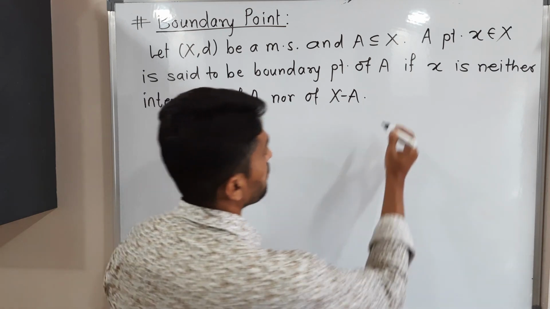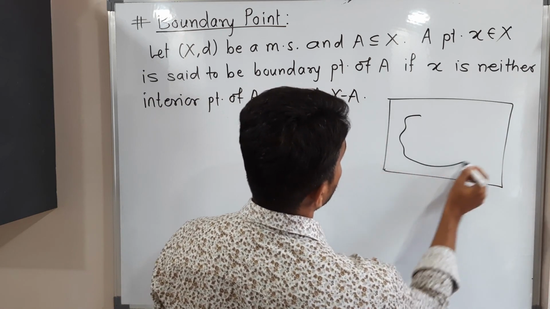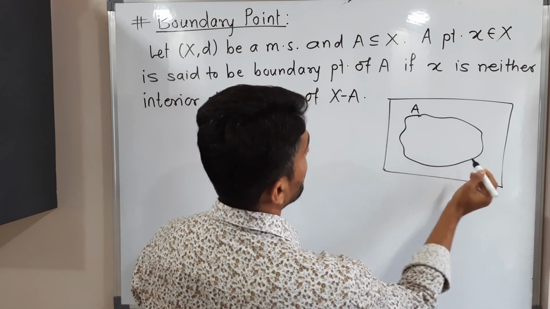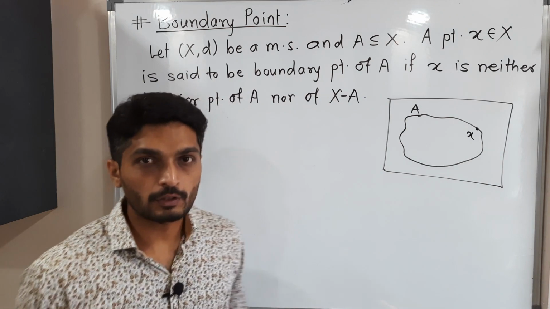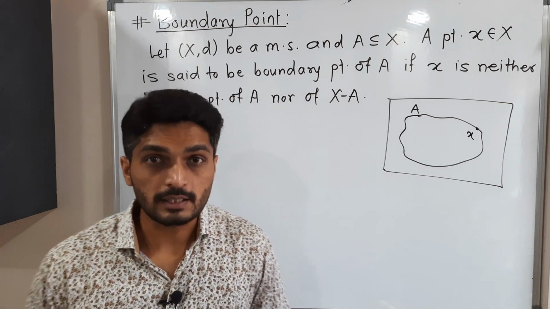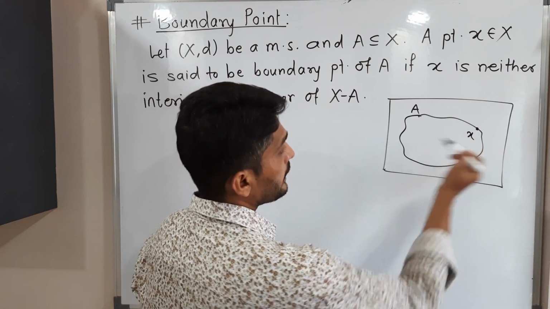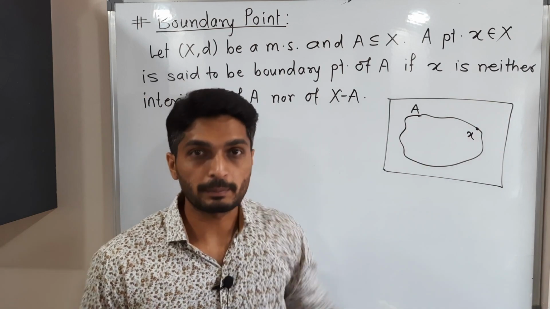I will draw a diagram. Suppose this is a metric space (X, d) and this is set A. If x lies on its boundary, then we can call it a boundary point. Mathematically, we can say x is not an interior point of A, and it is not an interior point of its complement.